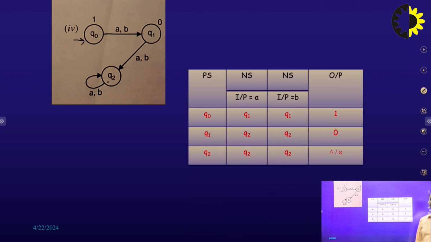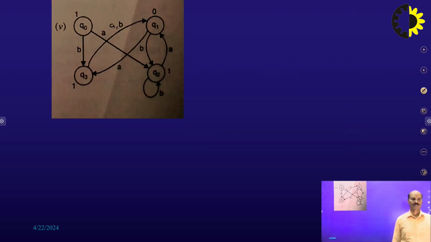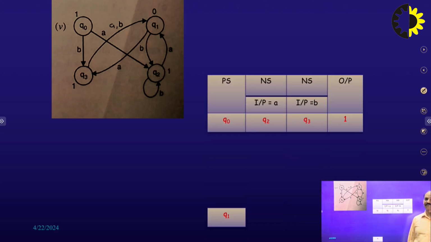You can check yourself. One special condition is there: what about the Q2 output? Because Q0 output is fixed as 1, Q1 output is fixed as 0, but there is no output produced by Q2. So we write here epsilon or null symbol. If your transition diagram does not have any symbols, we put epsilon or null here, like in epsilon move NFA. This is also another diagram, so we can directly convert this particular table.